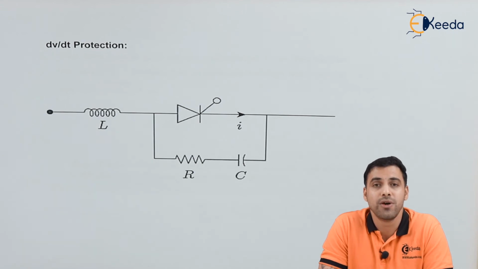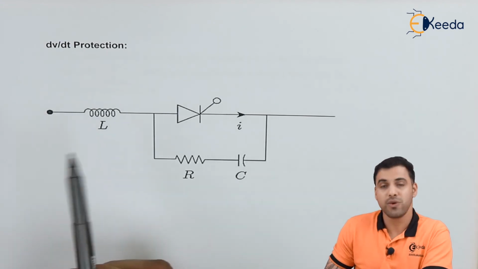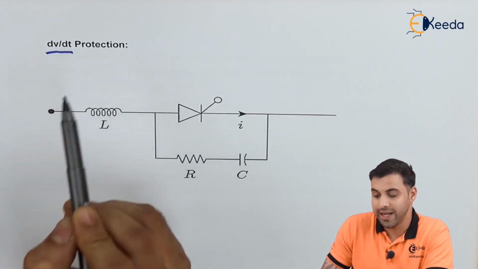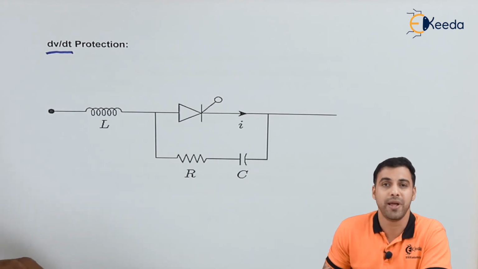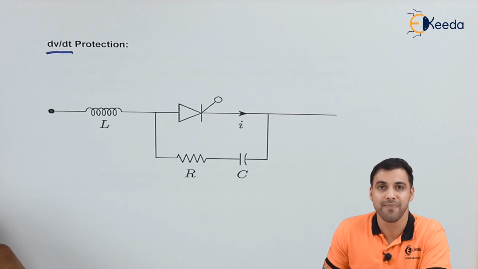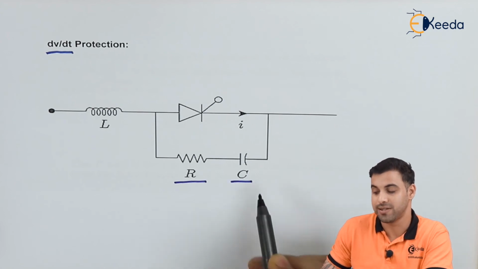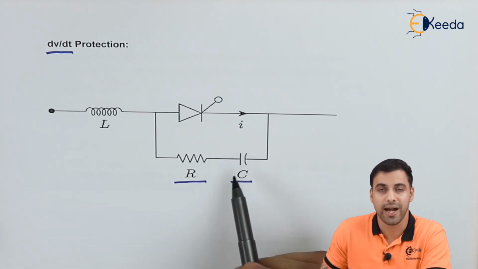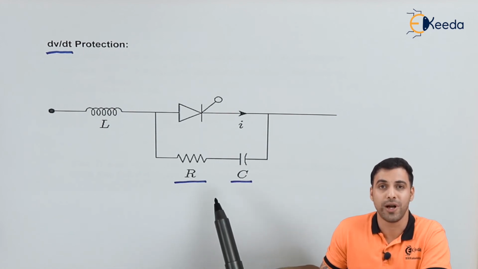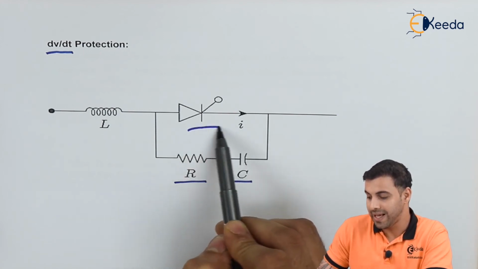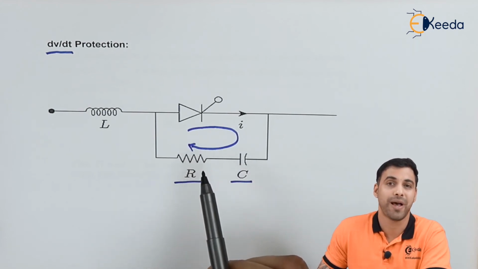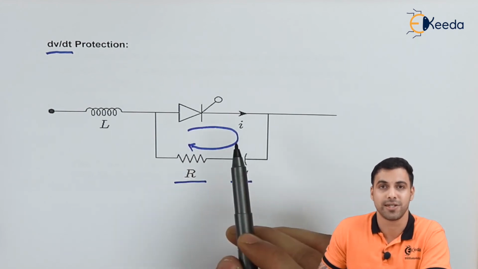What if there is a sudden rise of electric voltage in a very small amount of time? This leads to an extremely high rise of dV by dt. So whenever, due to some circumstances, dV by dt, the rate of voltage with respect to time, increases to a very extreme level, at that point of time, we have to use a resistor and a capacitor in parallel with the thyristor, so that whenever there is a sudden rise of electric voltage, the capacitor takes up the voltage, or in other words, the capacitor gets charged and it protects the thyristor.